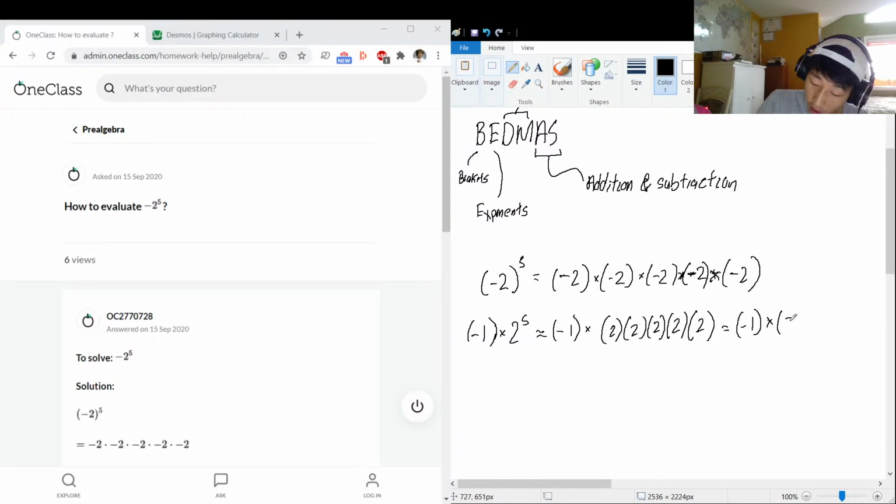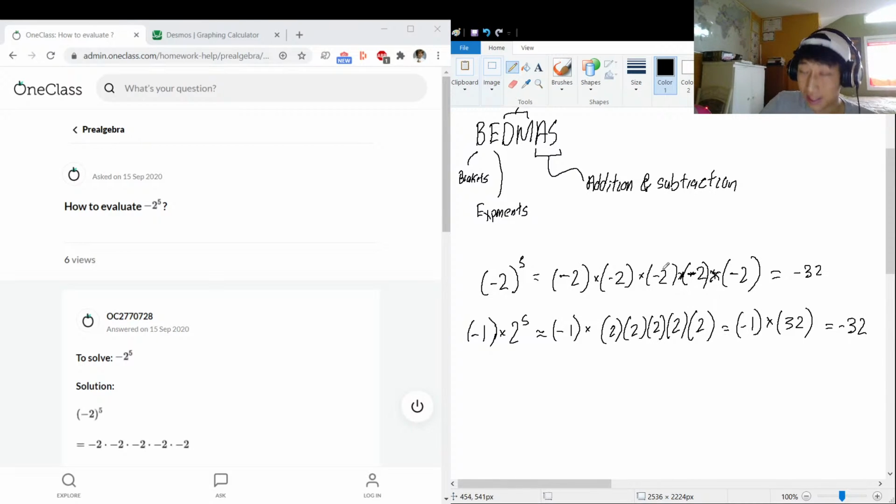So this is really equal to -1 times 32, which is equal to -32. Now we see on the top, in this particular example, they are the same value. So like -2 times -2 times -2 times -2 times -2, that's still -32 because there's an odd number of negative signs, and every time we have a pair of negative signs multiplying together, they neutralize each other into a positive sign. So this is also -32.